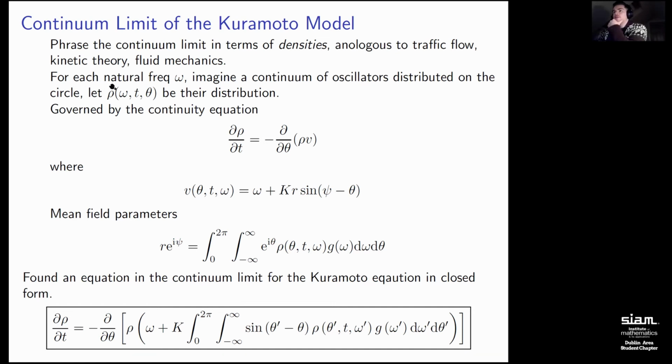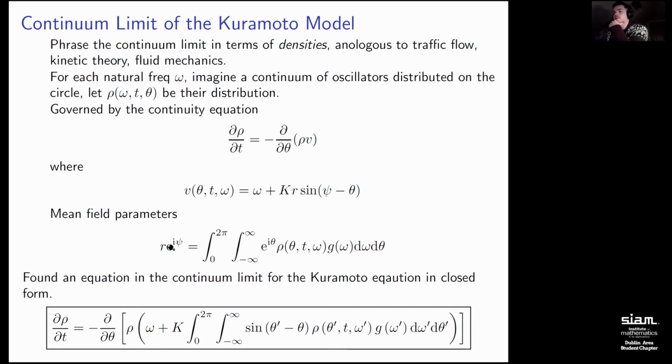So the idea is, for each natural frequency omega, you can imagine a continuum of oscillators distributed on the circle, and this distribution is given by rho. Because this is a continuum, the evolution of this distribution is governed by this continuity equation here. Rho is essentially the distribution, so you're tracking how it evolves over time. V here is the velocity, which is given by the Kuramoto model. So this is the Kuramoto model in the continuum limit.